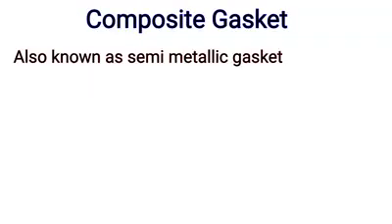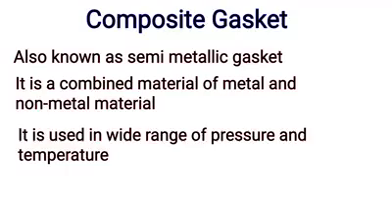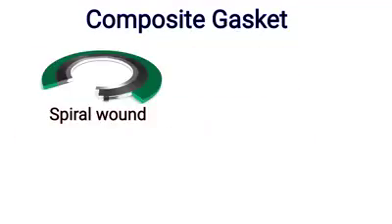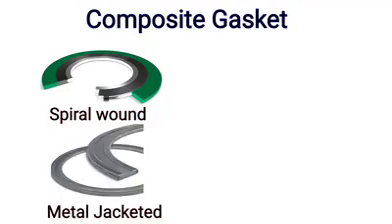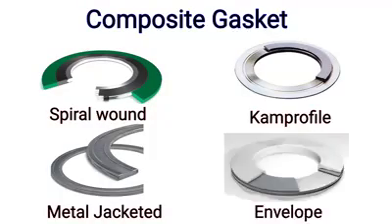Composite gaskets. Composite gaskets are also known as semi-metallic gasket. It is a combined material of metal and non-metal material. It is used in a wide range of pressure and temperature. Composite gaskets are spiral wound, metal jacketed, cam profile gasket and envelope gaskets.